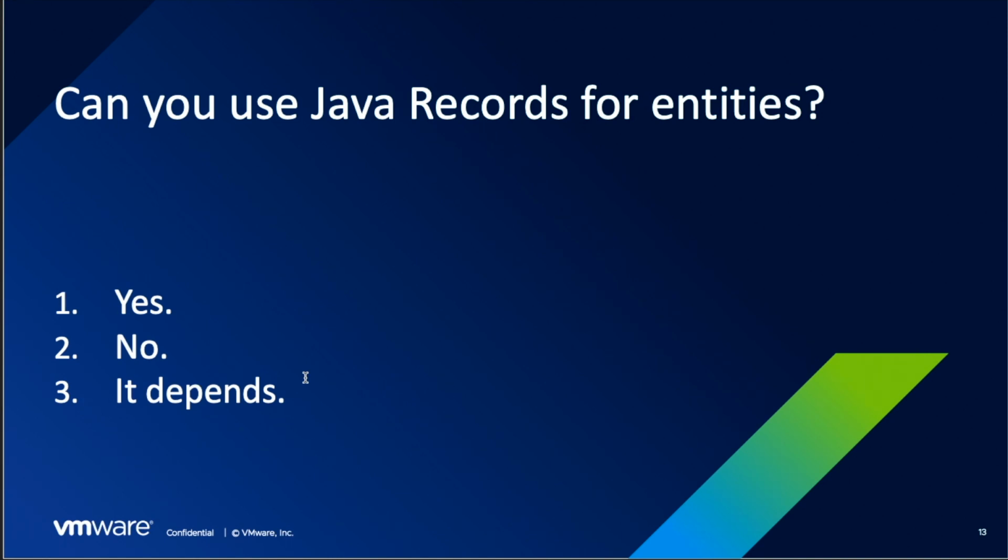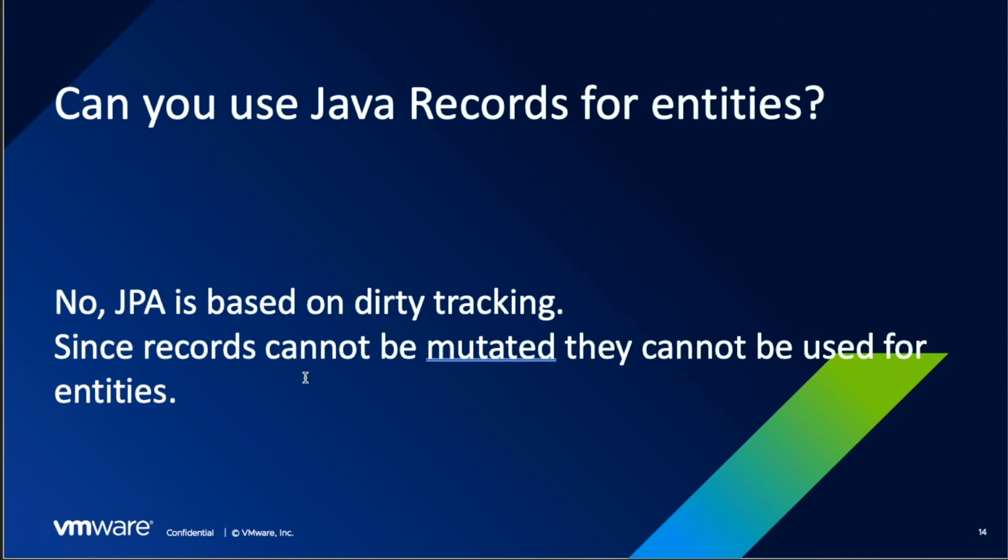Yes? You're sure? Because I think you can't. You probably can use it for values, but not for entities. Again, I don't give any guarantees if somebody tells me that they managed to do that, but I don't think it's actually possible because JPA is based on dirty tracking, which means it keeps a reference to your entity, sees when you change something and knows, okay, I have to save that. And since the records are immutable, it doesn't have a way to do that.